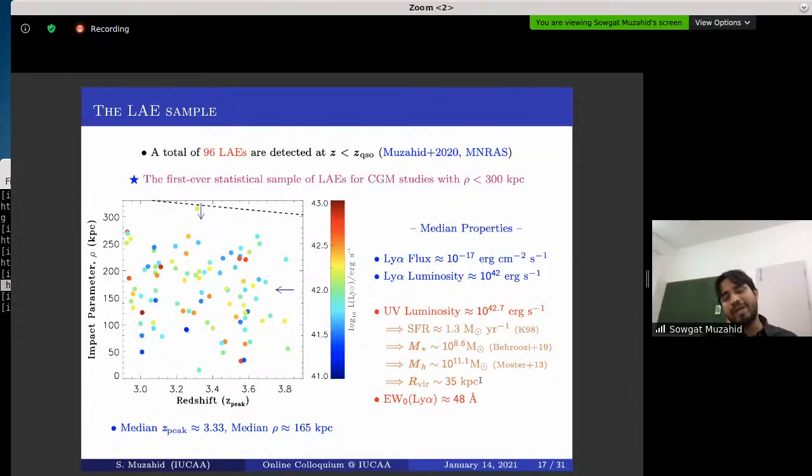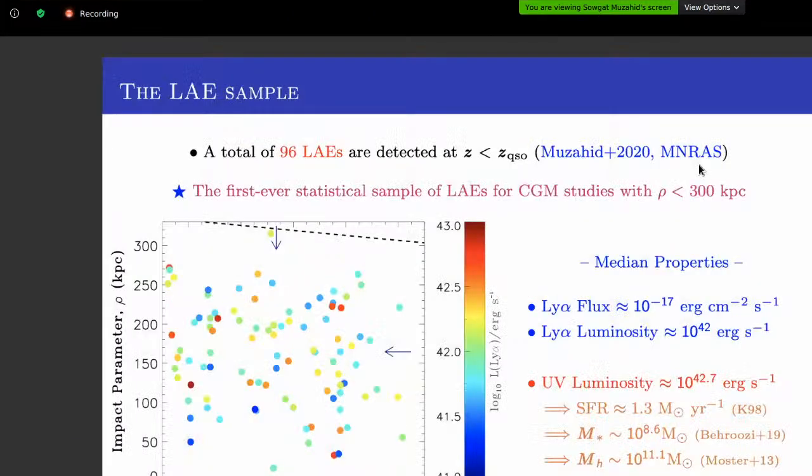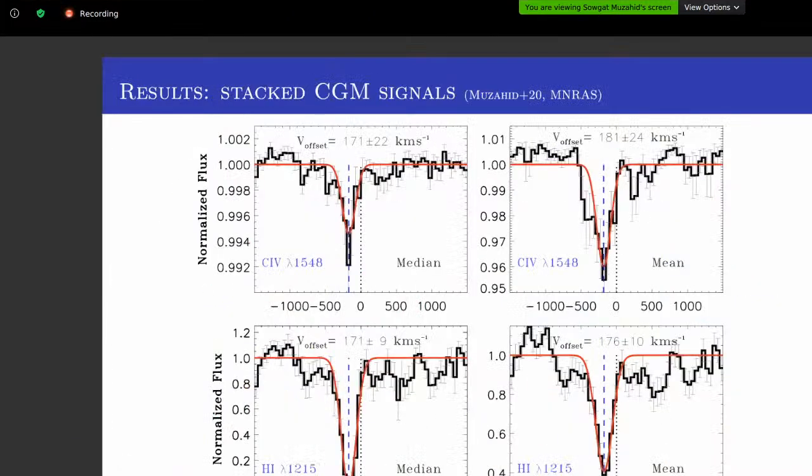And if you again assume the abundance matching relation, we use Moster, then the halo mass turns out to be 10^11 solar mass. And then you can always calculate what should be the R200 for those structures, which is a few tens of kiloparsecs. And the Lyman alpha line equivalent width is 48 angstroms. And so that's the first results from our survey.